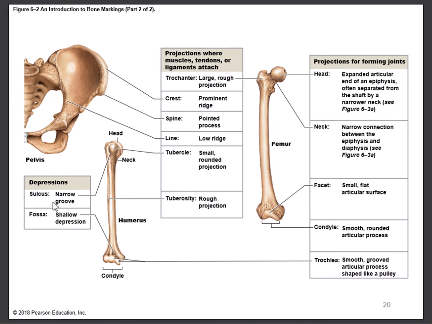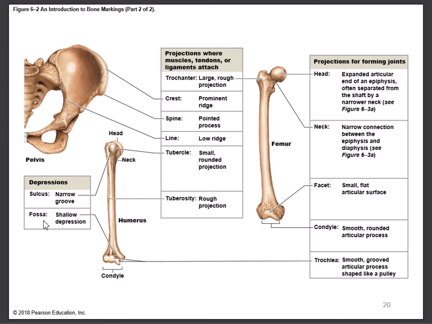Let's go to depressions. So a groove, right? A narrow groove is known as a sulcus. You can see there's a bump right here, there's a bump right here, and then there's a groove right in between. That would be called a sulcus, right? A lot of times blood vessels, nerves, tendons will sit in a sulcus.